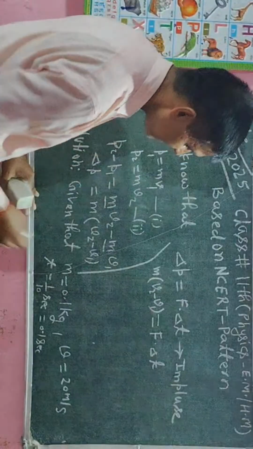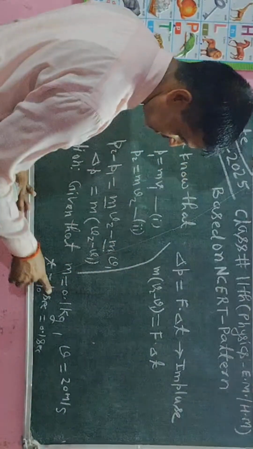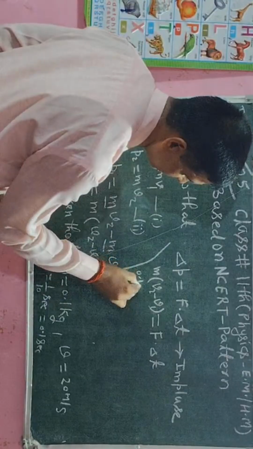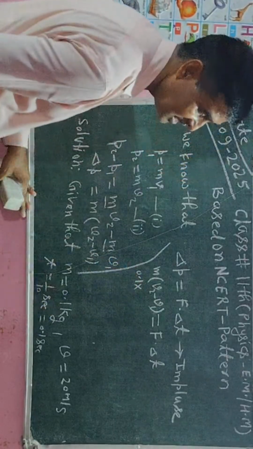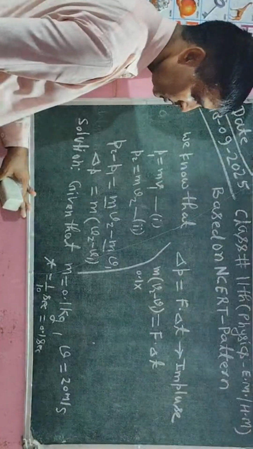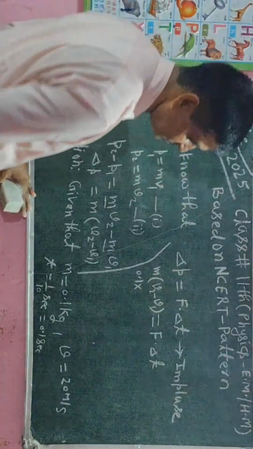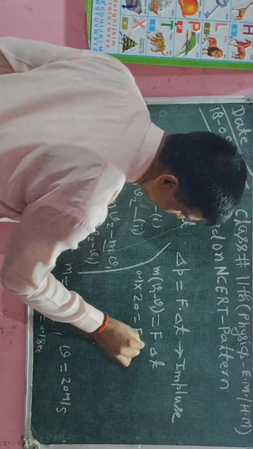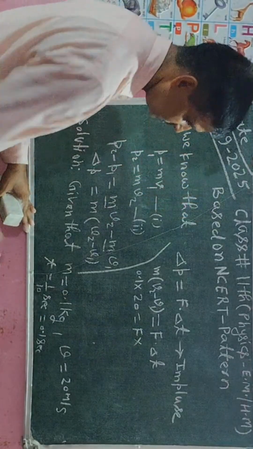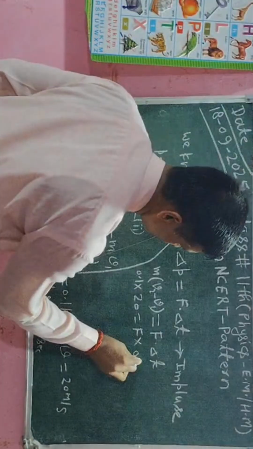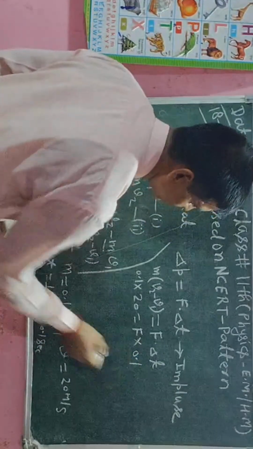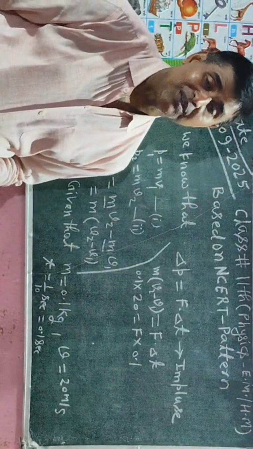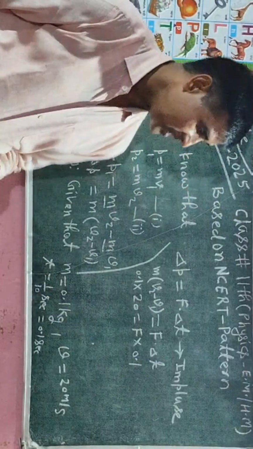Now here I am going to substitute the values. The mass is 0.1 kg, so I will put 0.1 kg because kg is the unit in the MKS system, so I will put our data in the MKS system. The velocity will also be 20 meter per second. Now the value of F we have to find. The time is given as 0.1 second. After simplifying, I will get the value of F, and that will be the value of force applied on the ball by the wire during this question.